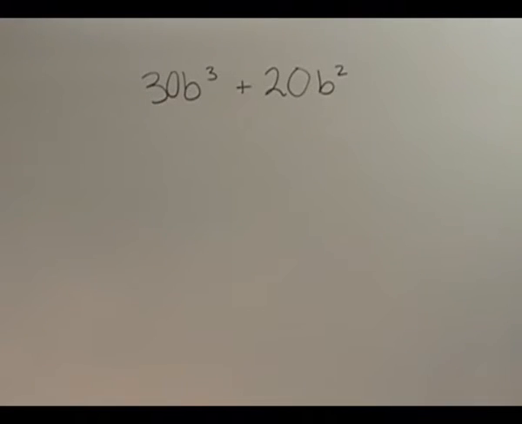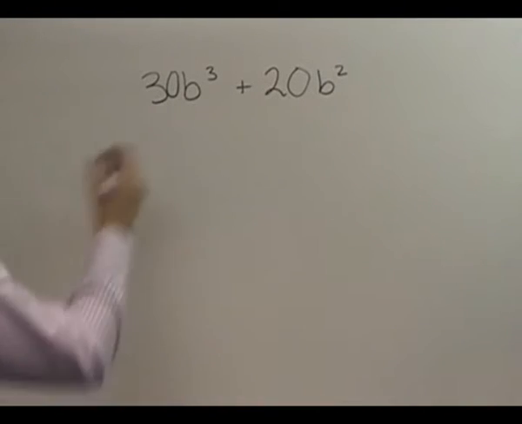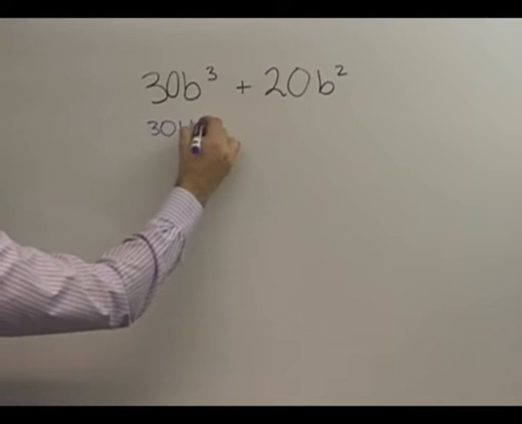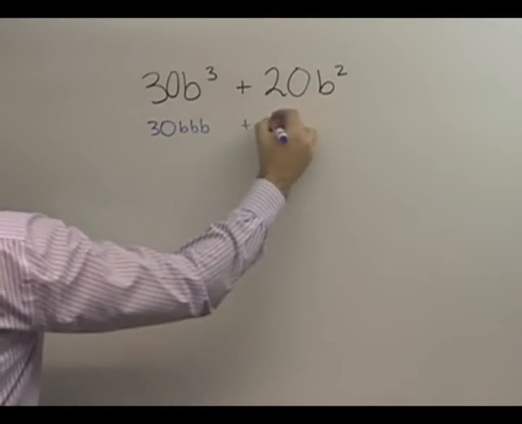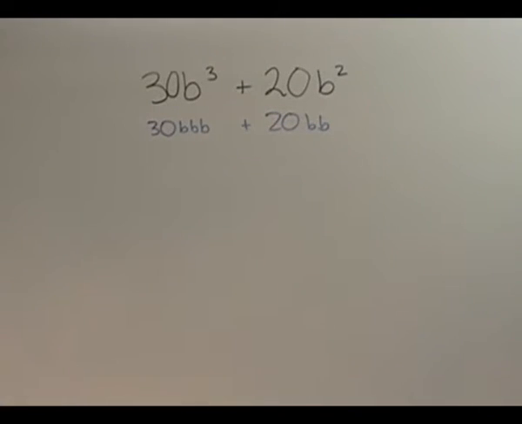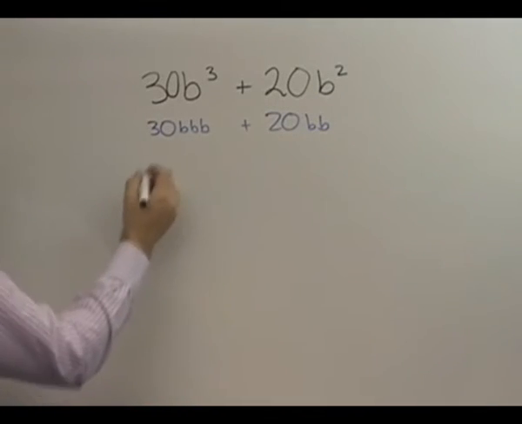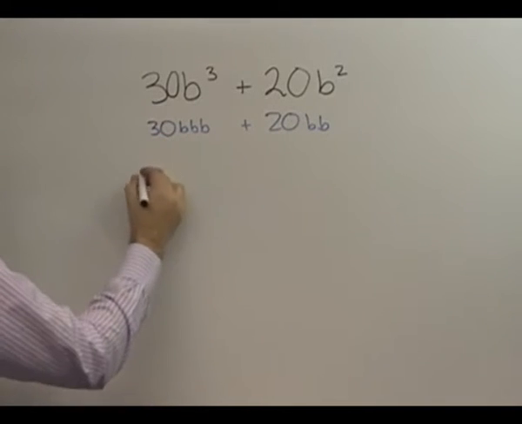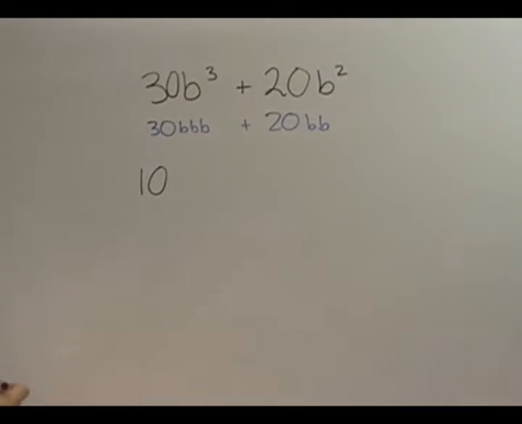And again, I'm going to use my blue pen to help you understand what I'm doing here. This is 30. b cubed is b times b times b. And this is 20b times b. I'm hoping that you can use that to understand what I do with the b's. First of all, what's common in 20 and 30? Well, the common factor there is 10. That's the biggest number that goes into both.